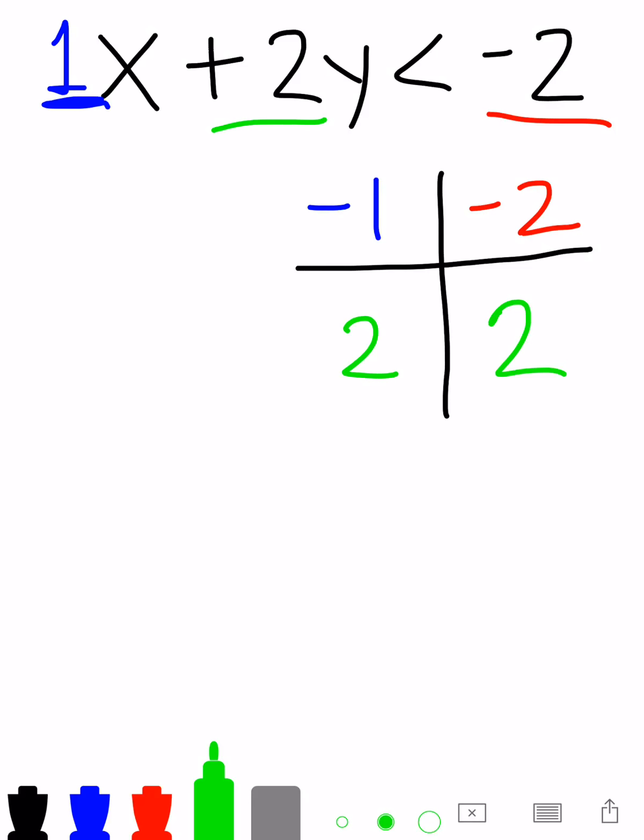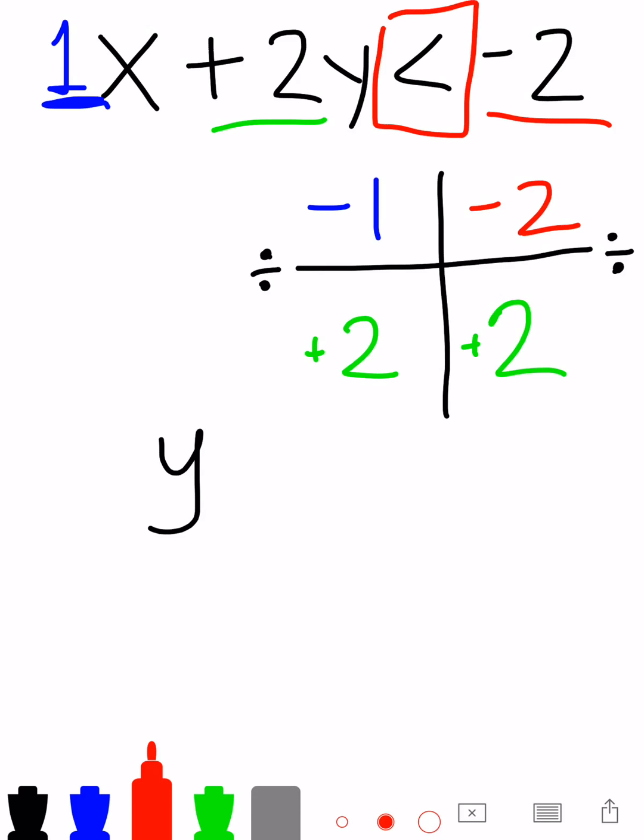Do I have to flip the symbol? No, I don't have to flip the symbol because, remember, you only have to flip that inequality symbol if you are dividing or multiplying by a negative number. But we're dividing by a positive 2, so there's no reason to flip the symbol. So when we write our answer for this problem, it's going to be y. Keep the exact same symbol from the original problem because you're not dividing by a negative number. So y is less than a negative 1 divided by 2 will give you a negative 1 over 2. x, because you've got to put your x behind your slope. And a negative 2 divided by a positive 2 will give you a negative 1. So it's just minus 1.